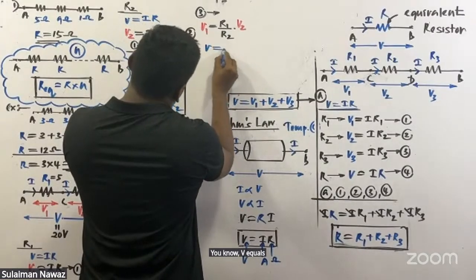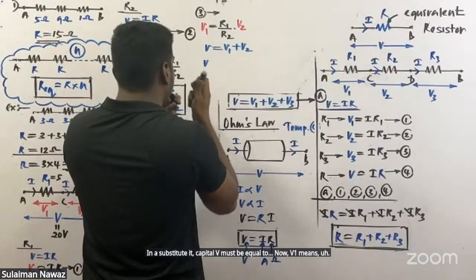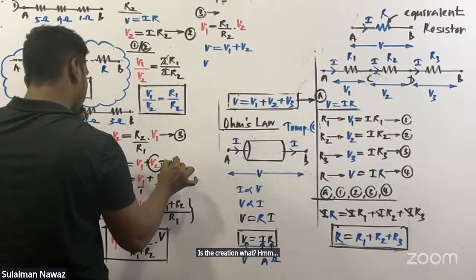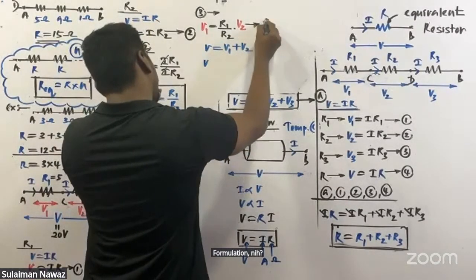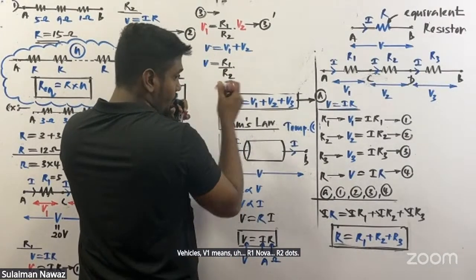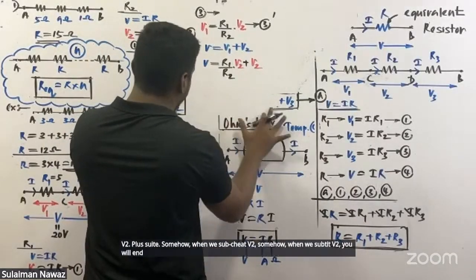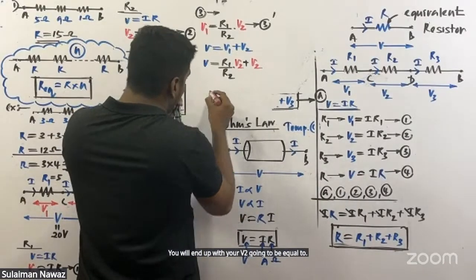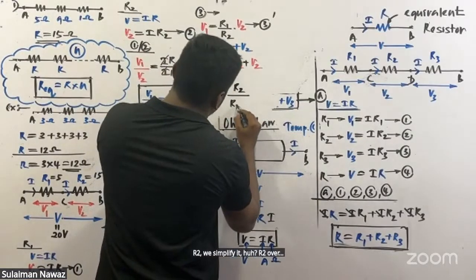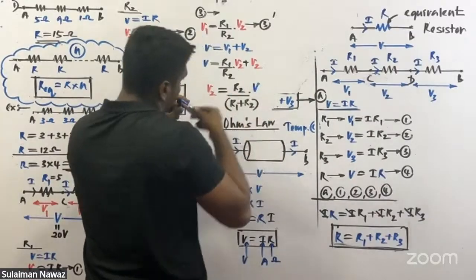Now substitute into the equation V equals V1 plus V2. Capital V must be equal to R1 over R2 dot V2 plus V2. When you simplify and substitute, you will end up with V2 equal to R2 over R1 plus R2 dot capital V. Highlight this.